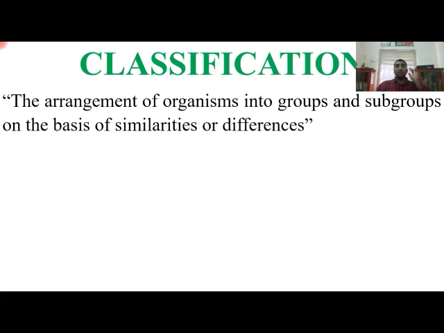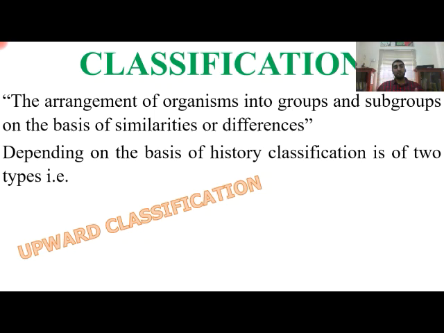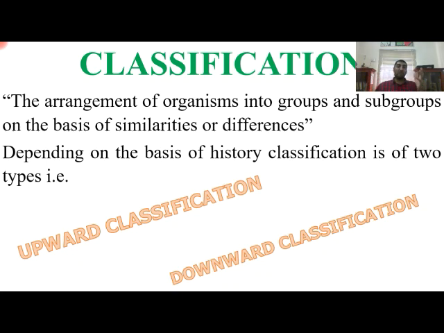And now the very next thing is classification. Classification is really simple. It is the arrangement of organisms into groups and subgroups on the basis of similarities and differences. So on that basis, when we make groups of groups and subgroups, we call this classification. It's very simple. Depending on the history, there are two types of classification: upward classification and downward classification.